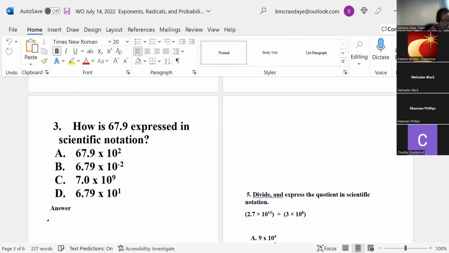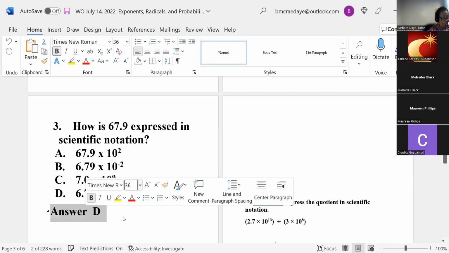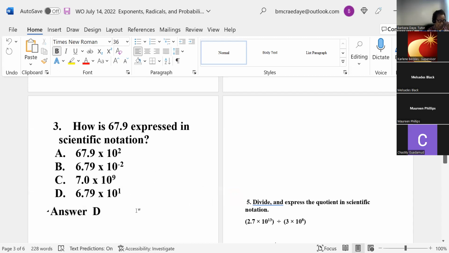That's right, because 6.79 times 10 is 67.9. You can always check it, because 10 to the 1 is just 10. 6 times 10 is 60. 6.79 times 10 is 67.9.